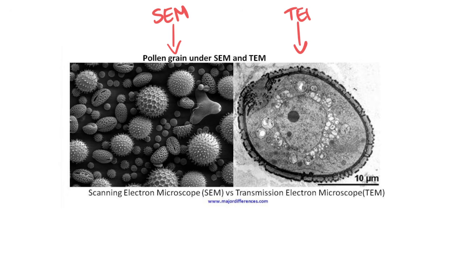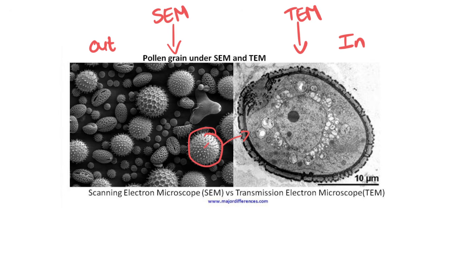And as you can see, they make very different images. Remember that the scanning one is showing us what is on the outside, and the transmission one is showing us what is on the inside. So if we took one of these pollen grains and we wanted to see what was on the inside, now we can. We can still see some of these structures though.